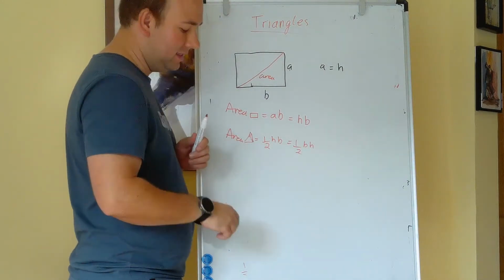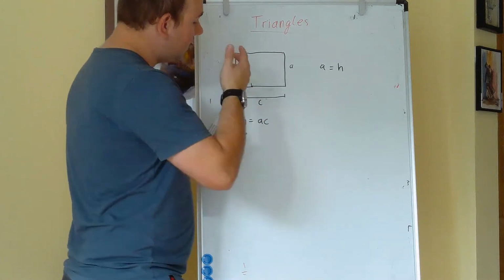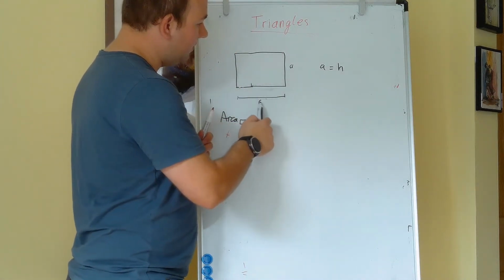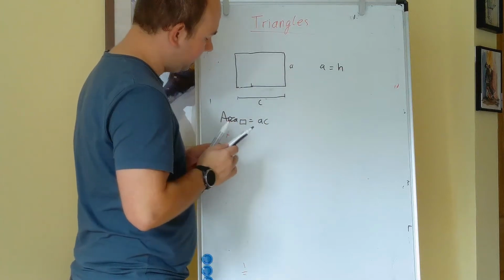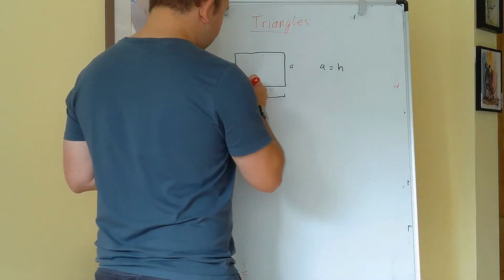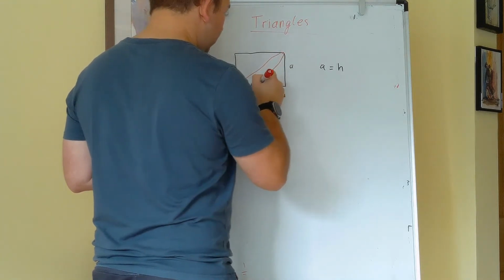But what happens if it's a scalene triangle? So with a scalene triangle, we're going to start off with a box again. This time I've changed the base of the box to be C. The height is still A. So let's draw a scalene triangle in it. I'm going to draw my triangle so it looks like this. So it's going up to the corner.